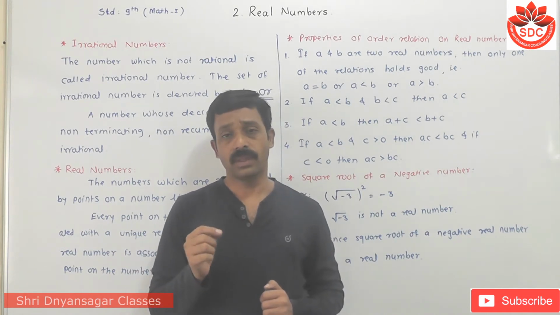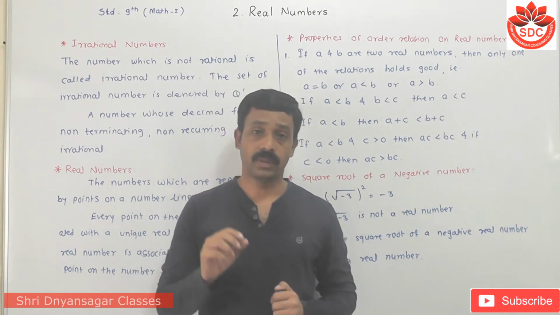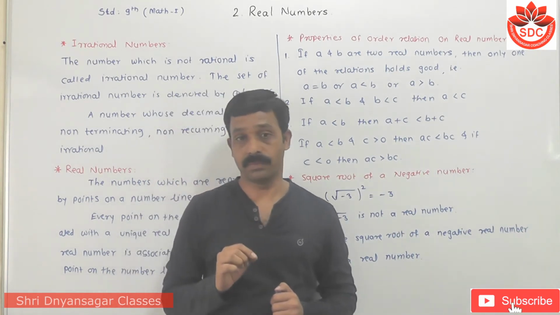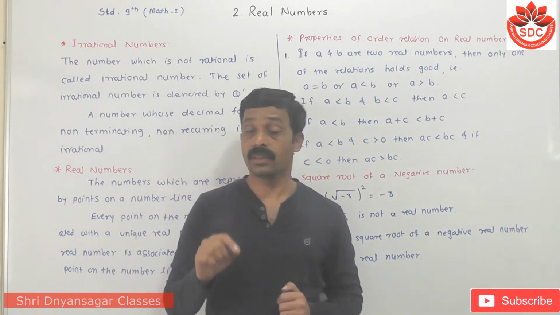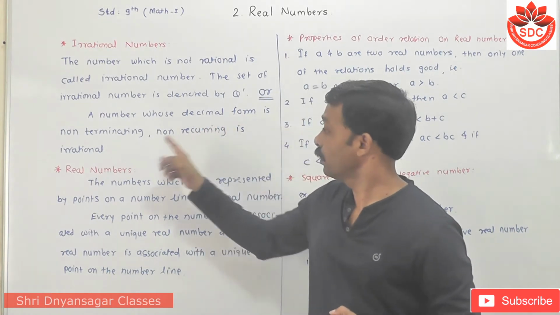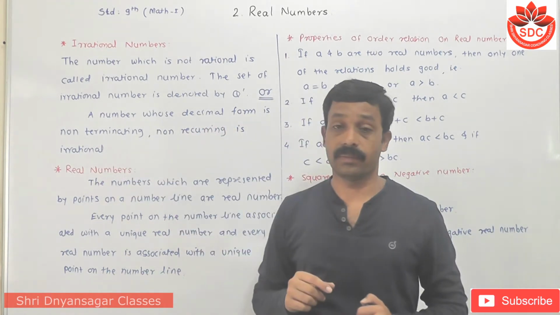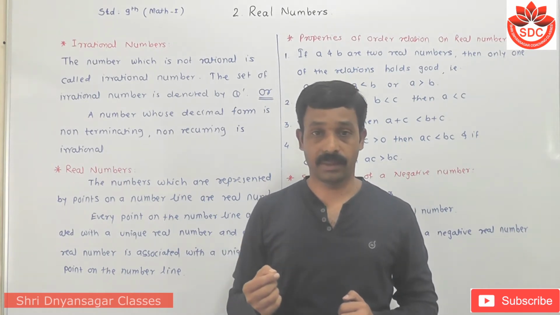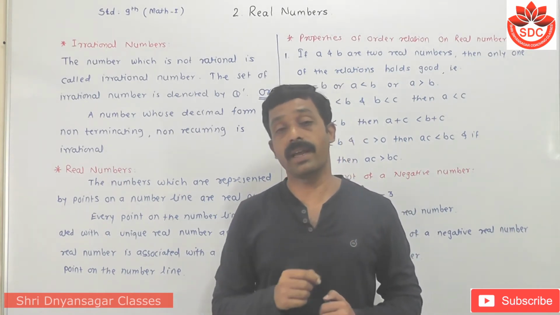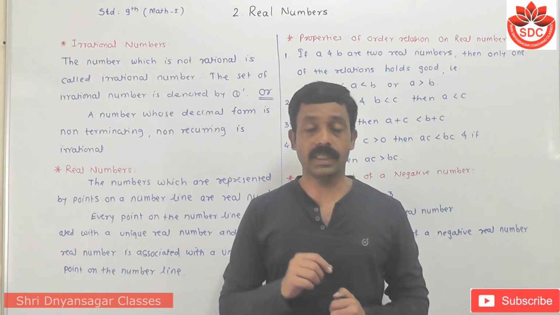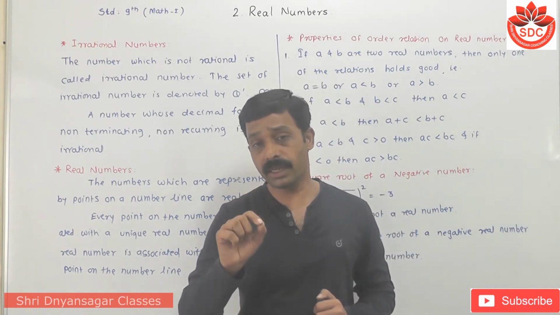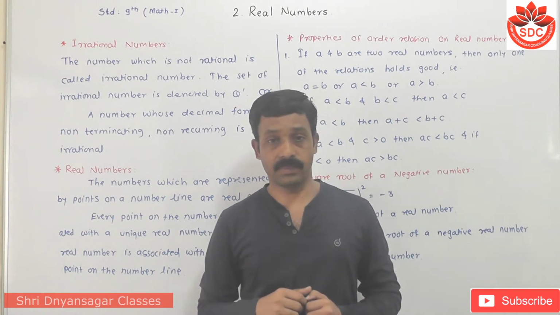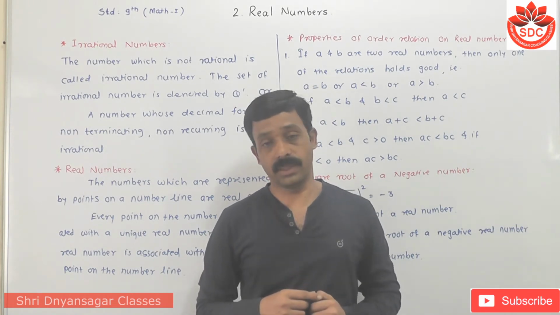Students, also in decimal form, if the decimal form of the given number is non-terminating and non-recurring, then the number is called an irrational number. Means that if the decimal form is non-terminating and non-recurring, then it is also an irrational number. Then we discuss the real numbers.